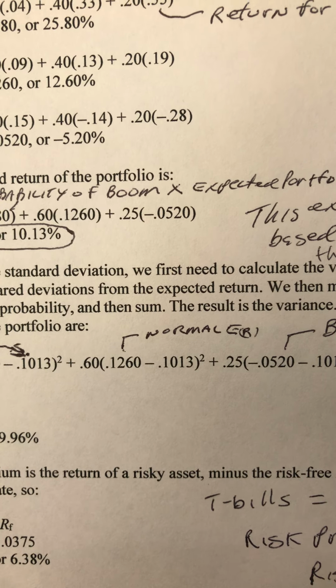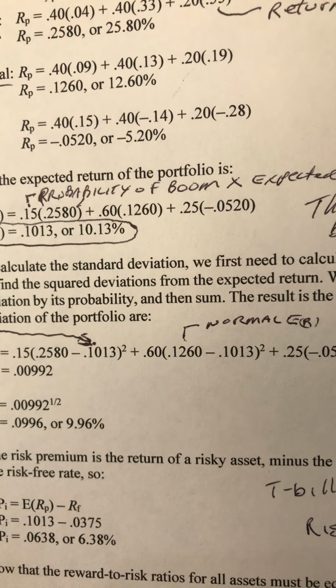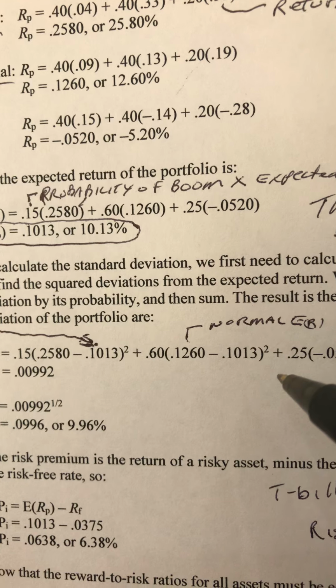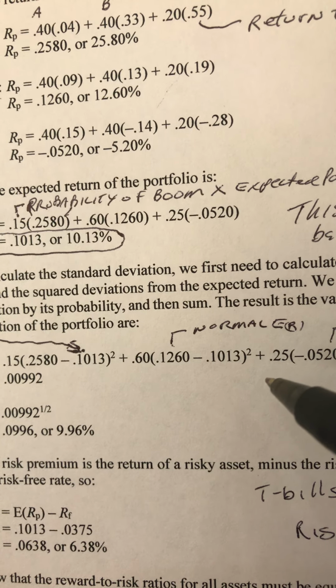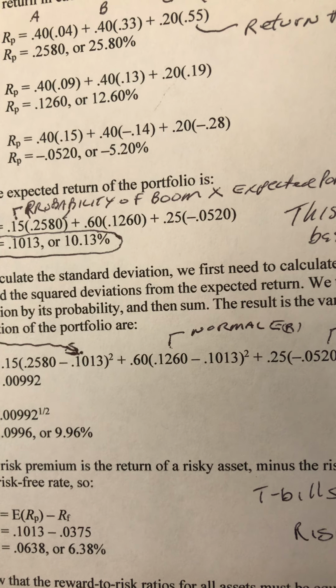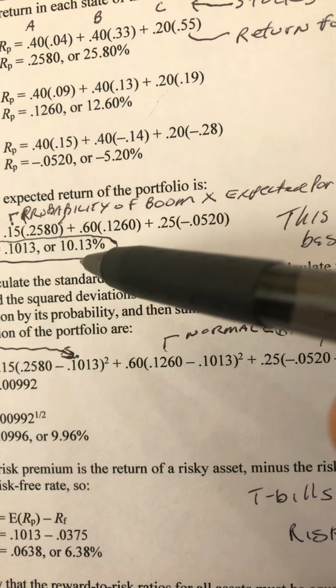Then moving on to the normal scenario, you have 0.1260, the expected return we calculated for a normal economy right here. You're going to subtract from that the expected return of the entire probability state, which we calculated as 10.13. And I told you it would be used in the calculation over and over. So we do that difference, we square it, and we multiply it by the probability of normal.